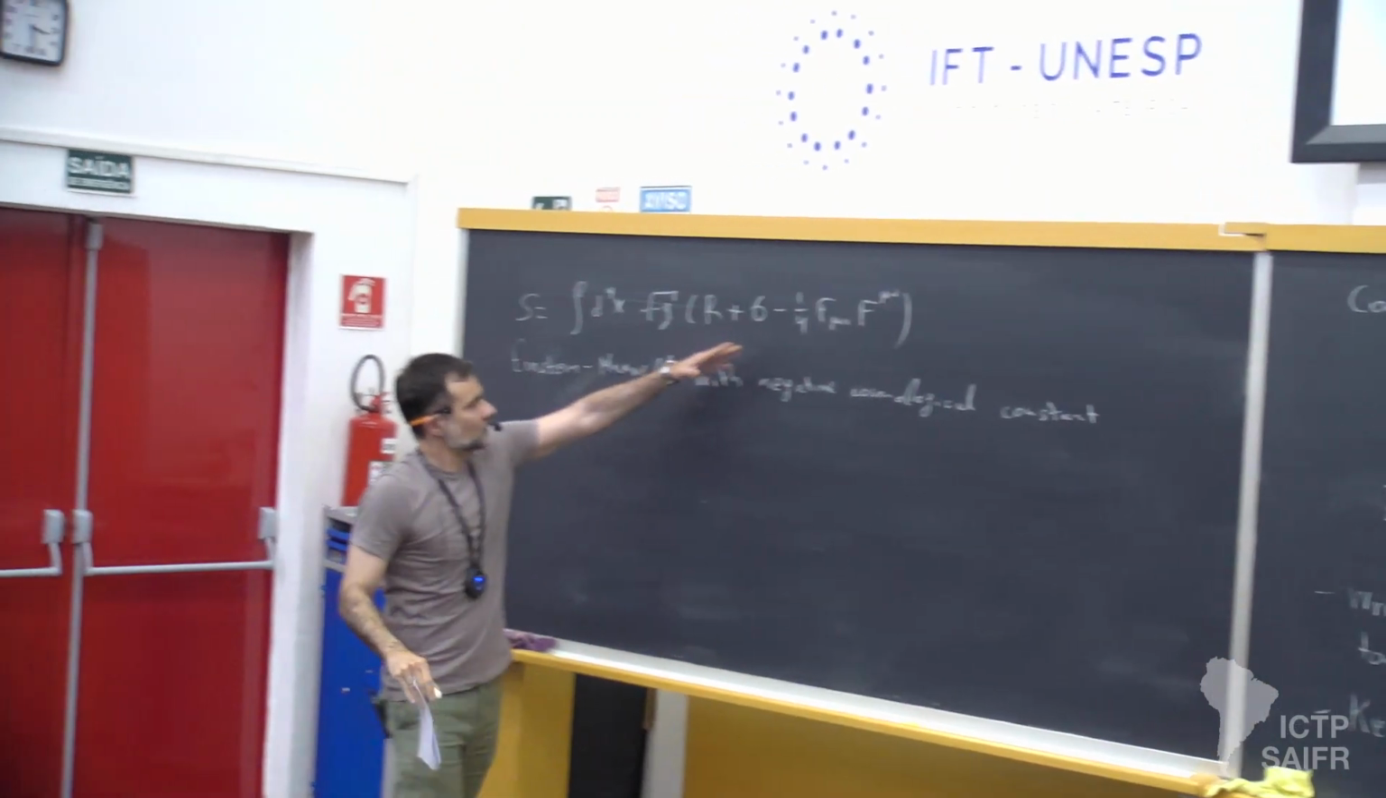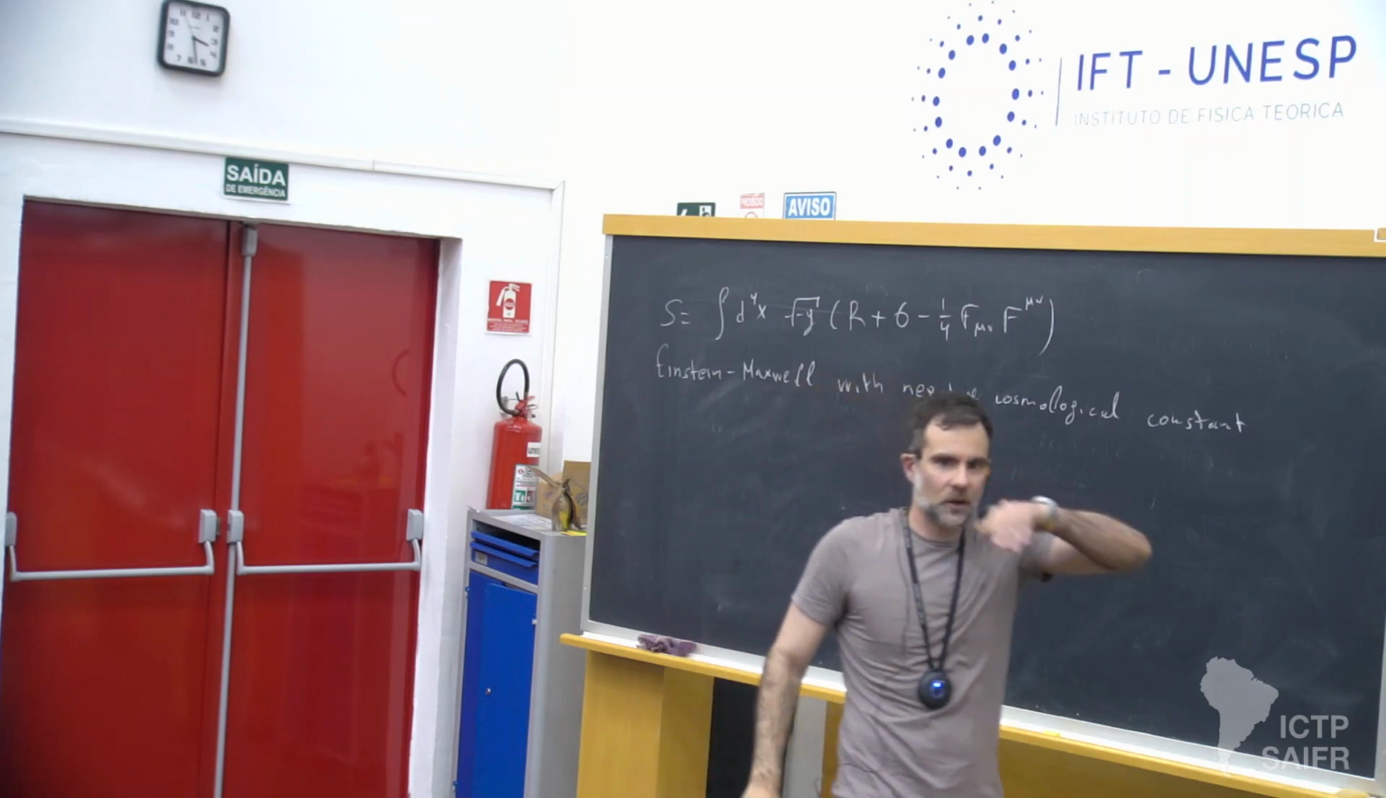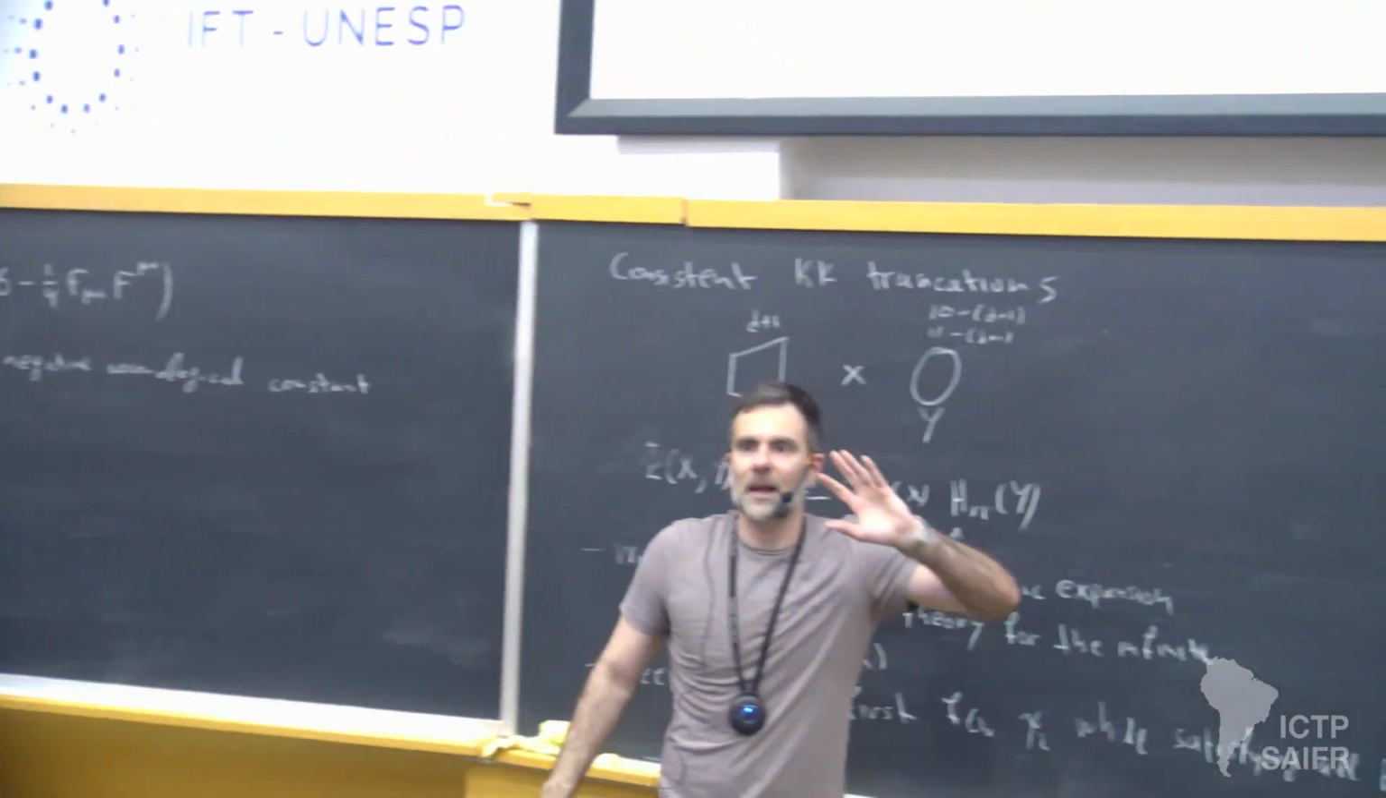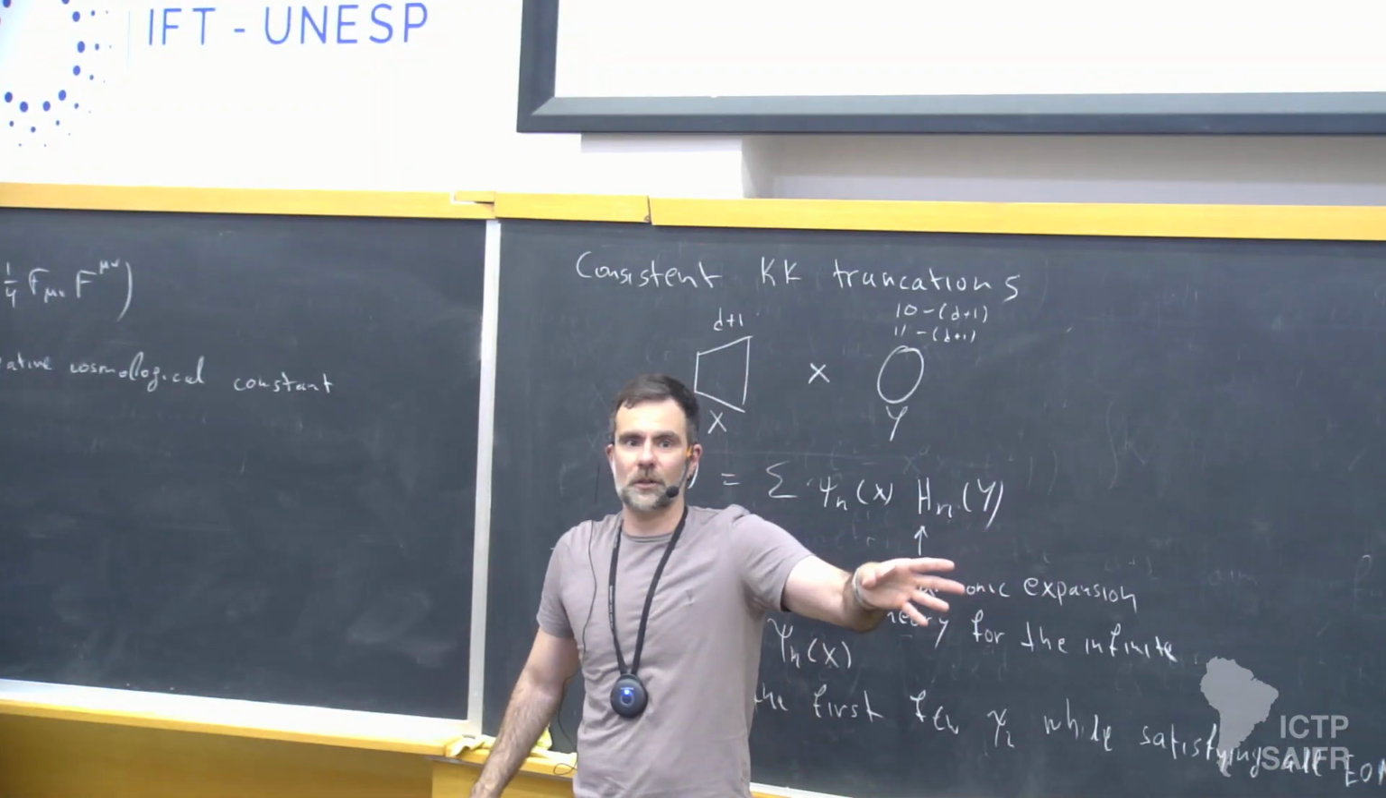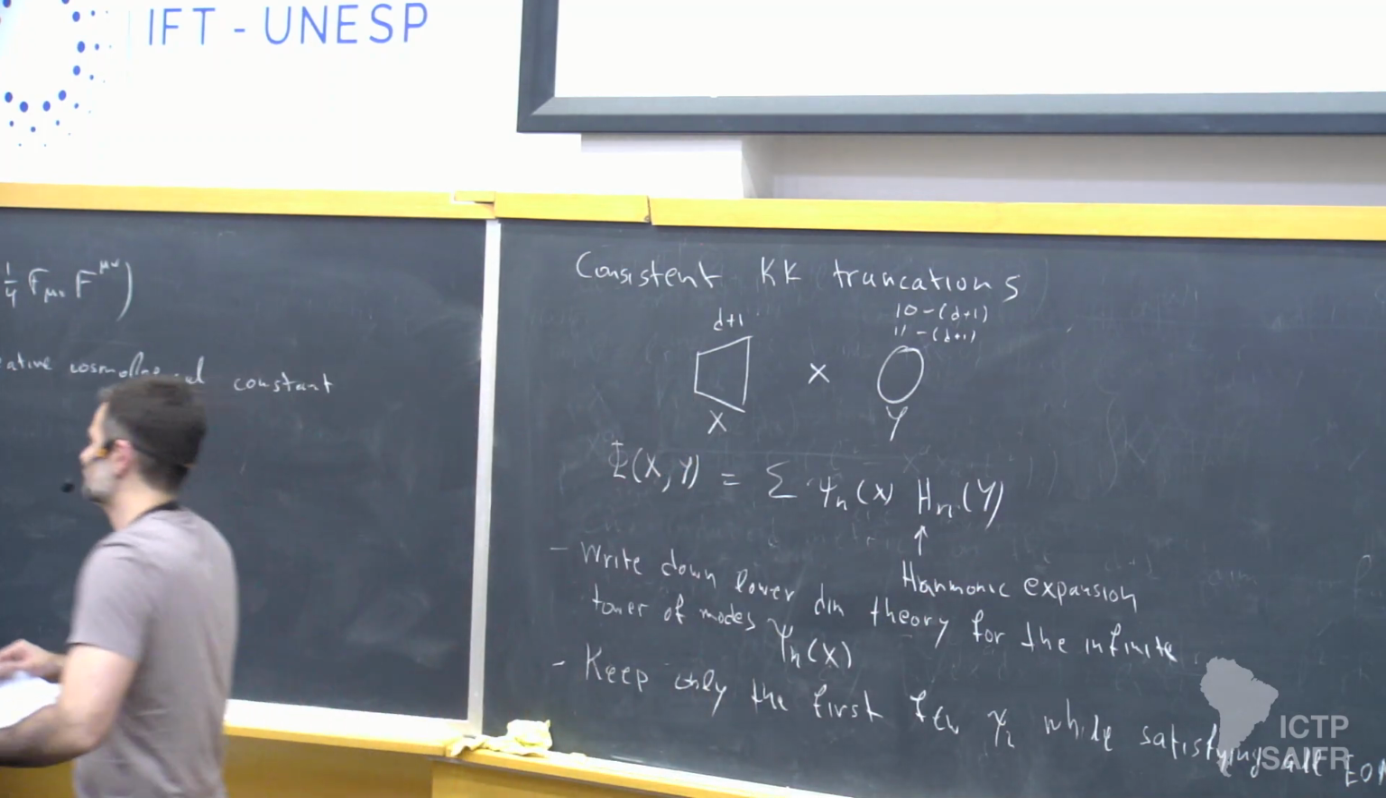So indeed, I can just set the gauge field equal to 0. I have a negative cosmological constant. I will have AdS4 as a solution in this case. Okay?